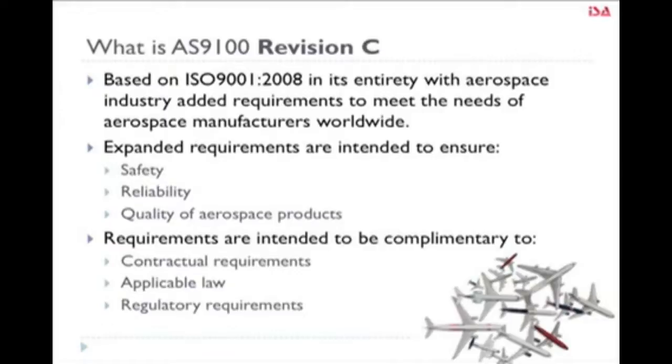Earlier this year, the International Aerospace Quality Group, IAQG, released Revision C to AS9100, the Aerospace Quality Management System standard. The revision marks the first major change to the standard since its initial release in 1999. AS9100 is based entirely on ISO 9001-2008, and it additionally tacks onto the aerospace industry requirements. These requirements were placed to ensure safety, reliability, and the quality of aerospace products.